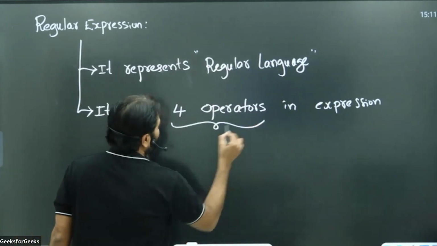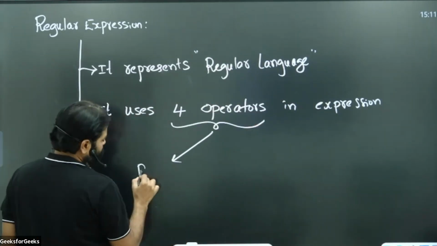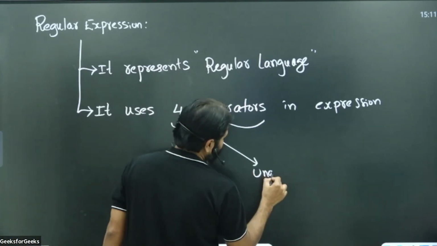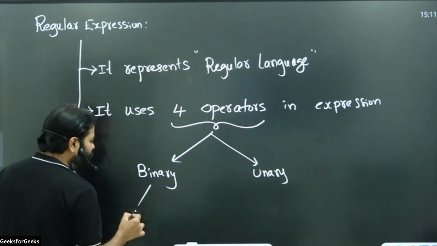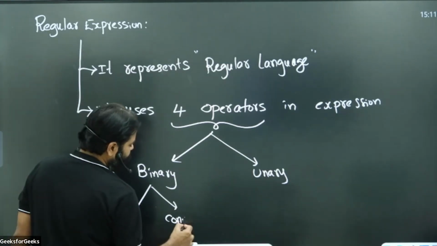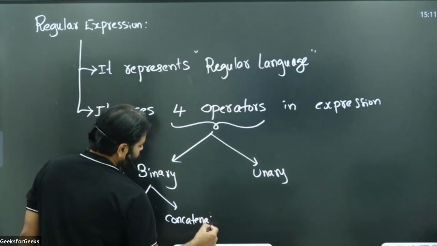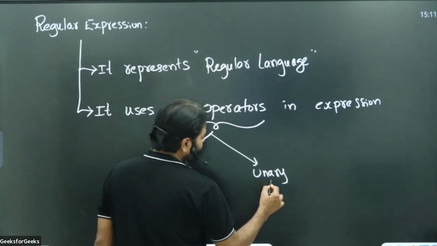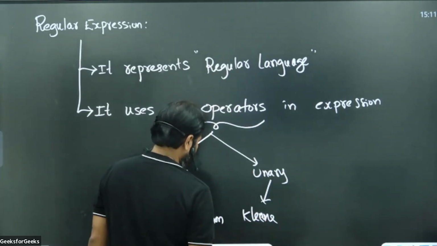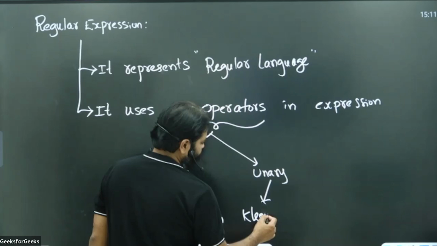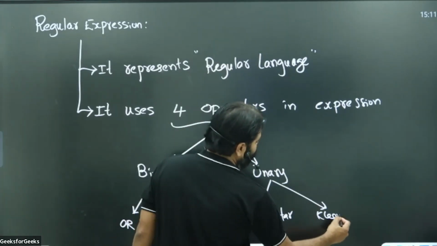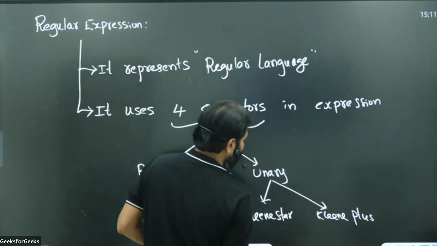There are binary operators and unary operators. Two binary operators and two unary operators. In the binary operators, we have OR and concatenation. And unary, we have star and plus. Kleene star, you can simply call star. Kleene plus, simply you can call plus.